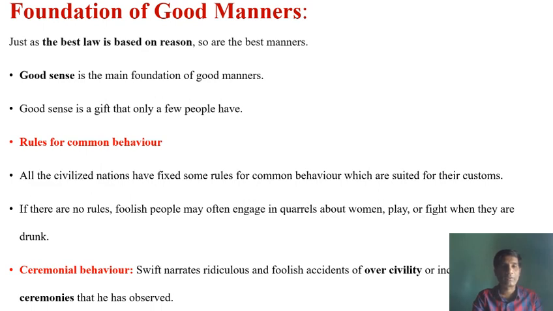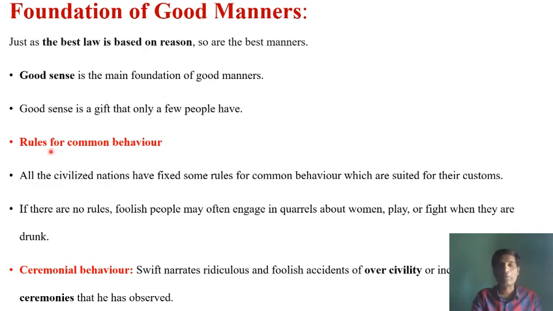Jonathan Swift talks about the foundation of good manners. He says that just as the best law is based on reason, in the same way the best manners are also based on reason. Good sense is the firm foundation of good manners. The person who has good sense automatically learns and practices good manners. He also says that good sense is a gift bestowed upon only a few people. That is why there are so many ill-mannered people in society.